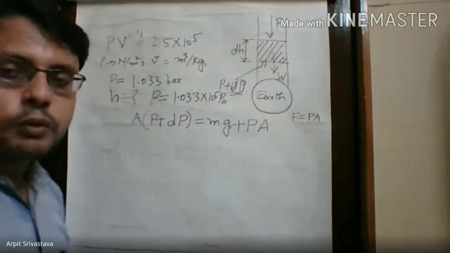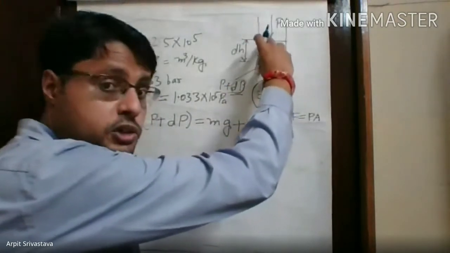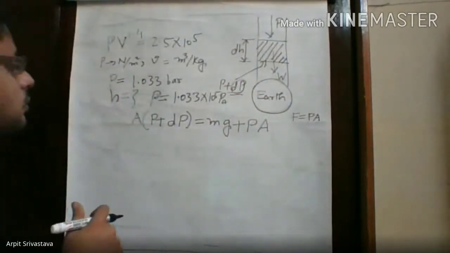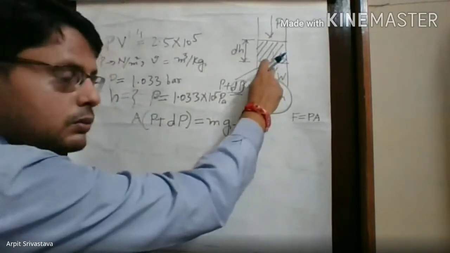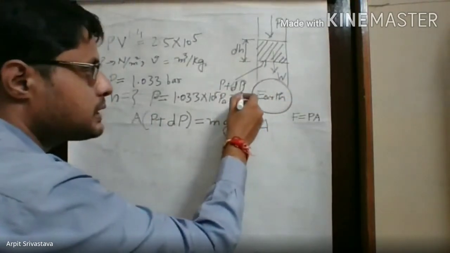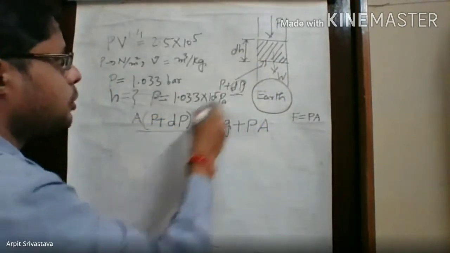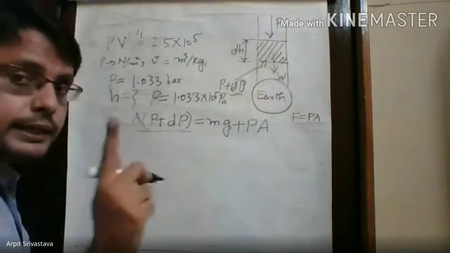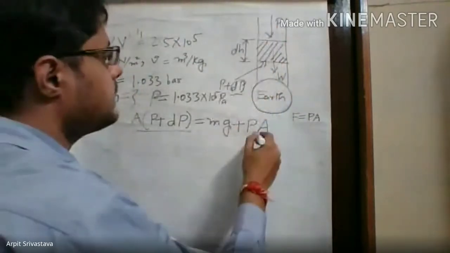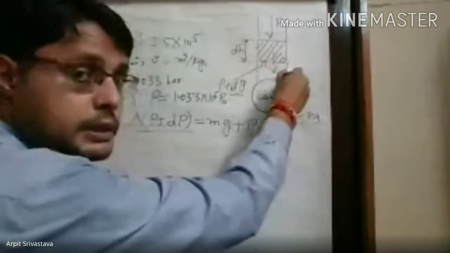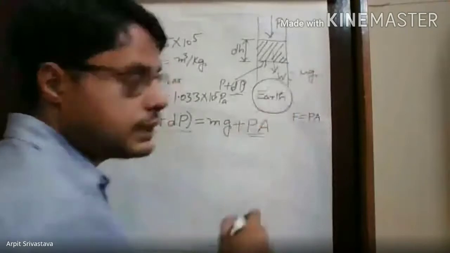So if we draw the free body diagram of this atmospheric pressure element, then what we will see is that the force at this layer is pressure P plus dP multiplied by A. Okay, this is the force on that layer. That is equal to P multiplied by A plus the weight of this element. And this weight is equal to m into g.